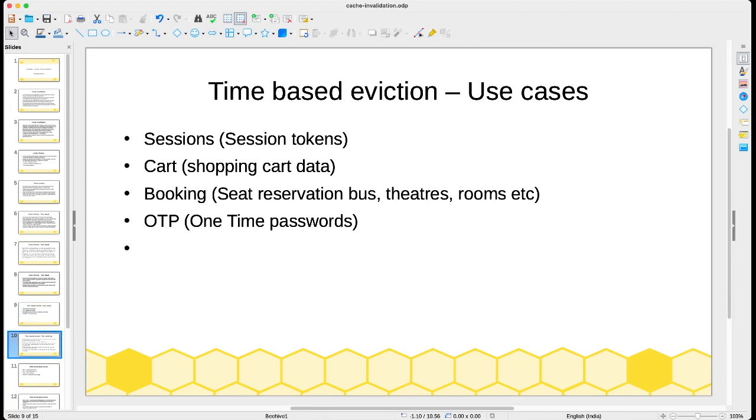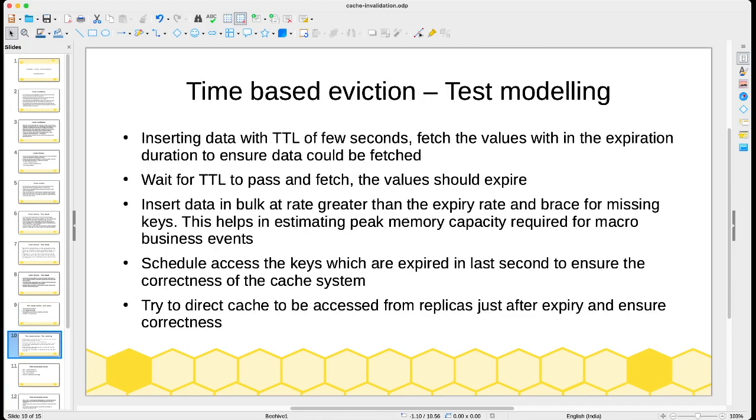So since we looked into what TTL is, we need to understand how we model the test for TTL. Because it is important, right? How do we go to production without testing? This is what we have not covered in many of the use cases, but I want to cover it here. We need to insert data with a TTL of about 30 seconds, and then try to access it after the TTL. If it has expired, it means that the TTL is working fine. So that's something which we need to do.